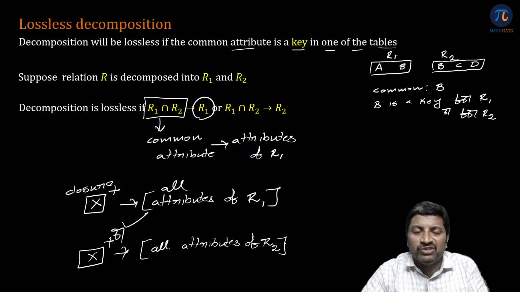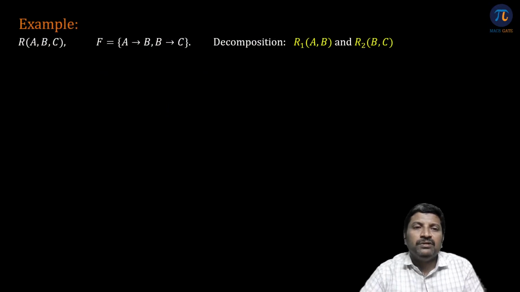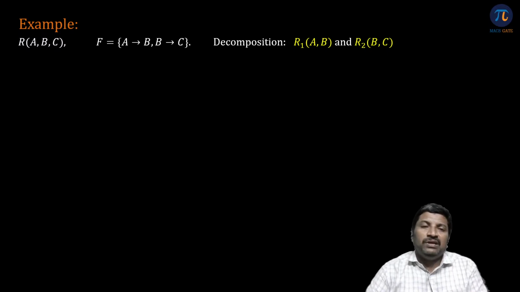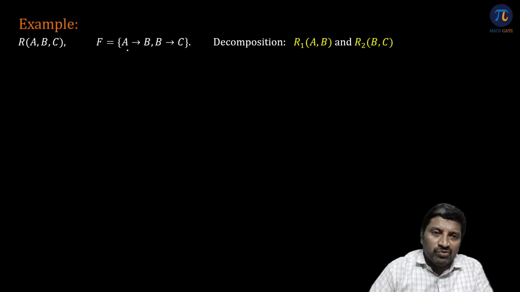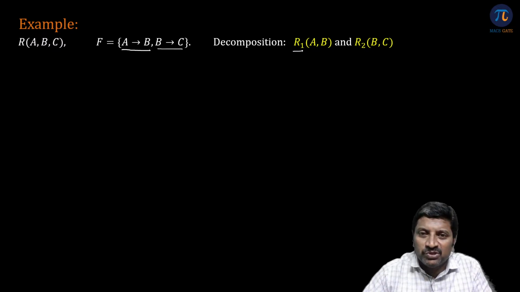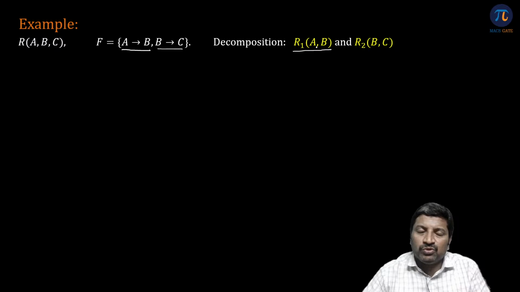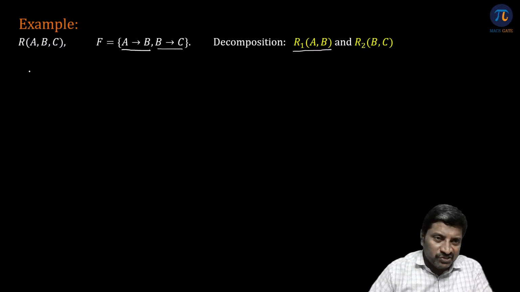So this is the way we are supposed to verify the lossless property. Okay, let us do some examples so that we can understand the procedure very clearly. Suppose this is my relation R with three attributes A, B, C, and I have two functional dependencies A implies B, B implies C, and the relation was decomposed into R1 with the two attributes AB, R2 with the two attributes BC.